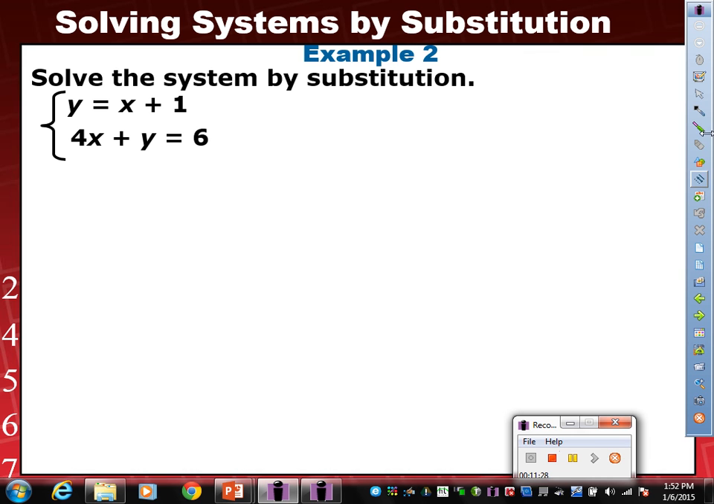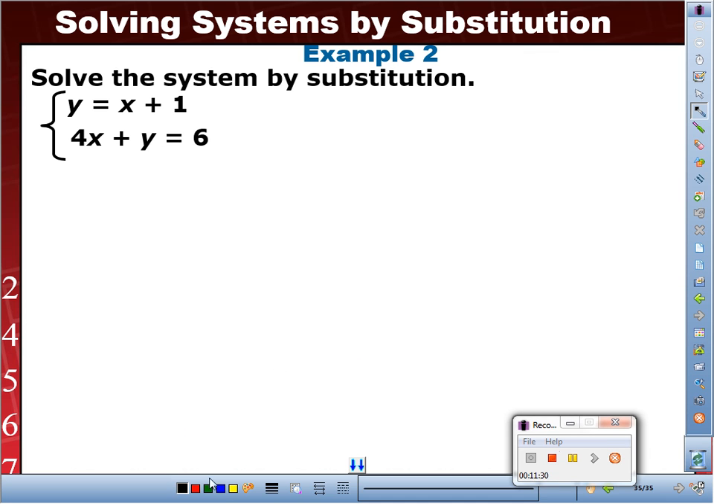So, step 1, Marissa. Solve one of the equations for one variable. What do you guys notice? We should do y, and what do you notice? It's already solved for y. So for step 1, I want you to label it, step 1 is done. We're done with step 1.